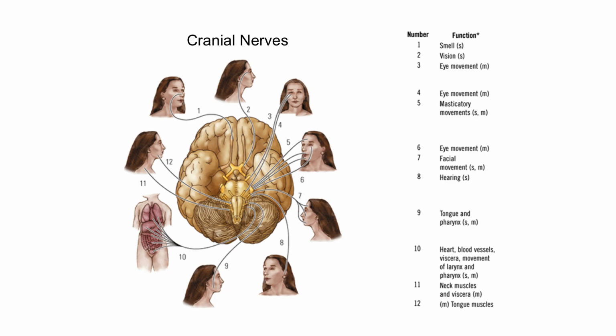Here you see them on the ventral side of the brain. Here's the brainstem, here's the cerebellum, here's the cerebrum, and here you can see all of them organized by their numbers. This one's important for smell, this one's important for vision, these are for eye movement, these are for masticatory movements, etc. These are all organized by their number, and here I put all their functions as well.